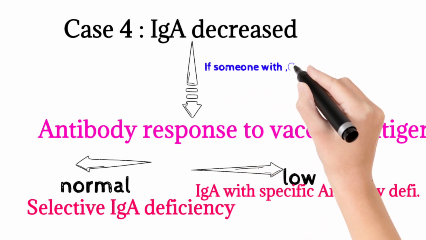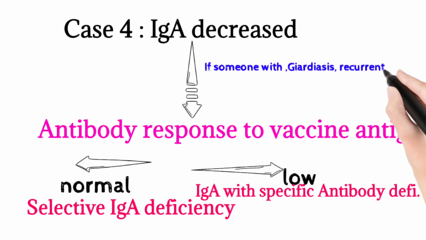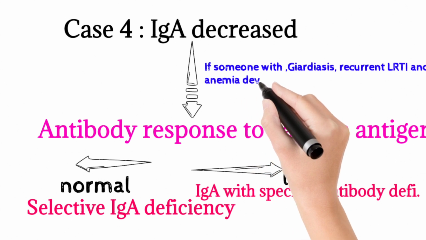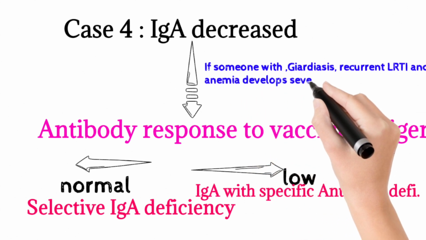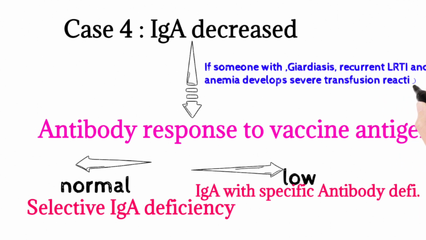Someone with recurrent diarrhea with giardiasis infection, recurrent pneumonia and anemia, and if we transfuse, the child develops severe transfusion reaction. This is the typical history of selective IgA deficiency.